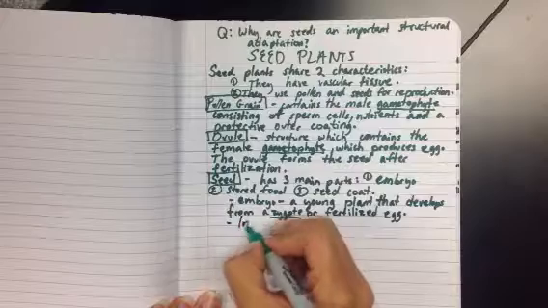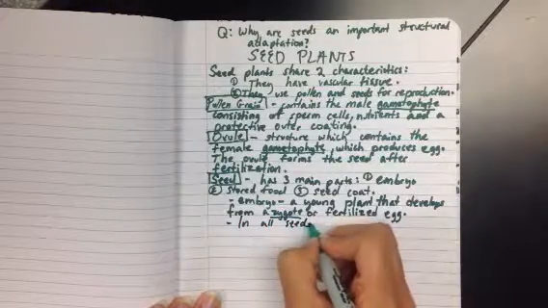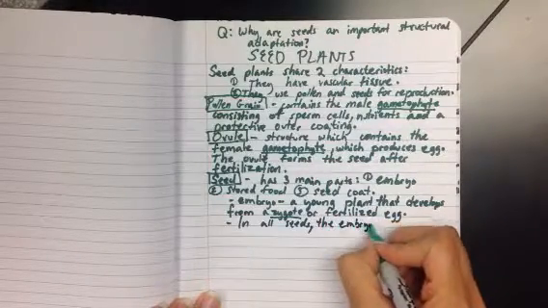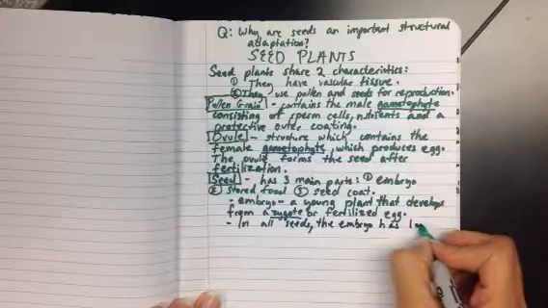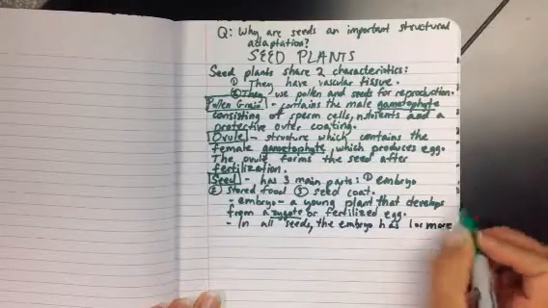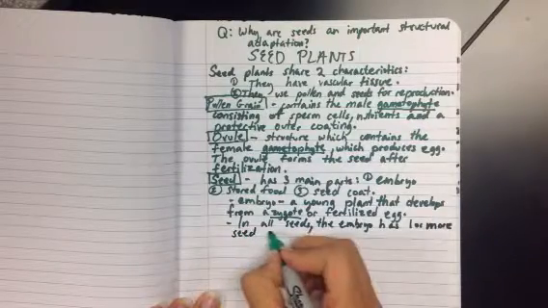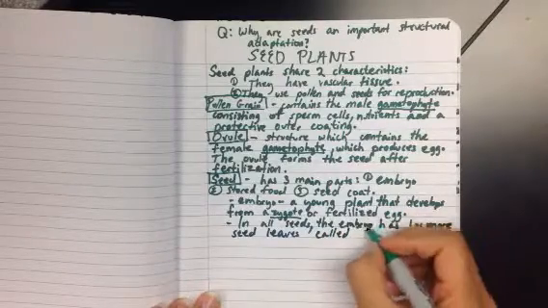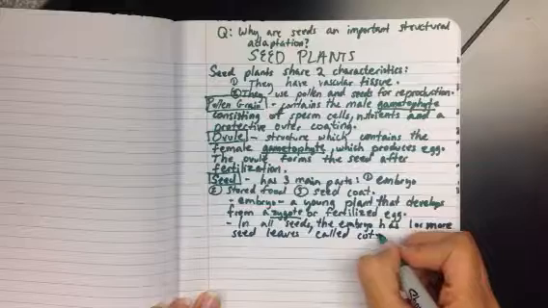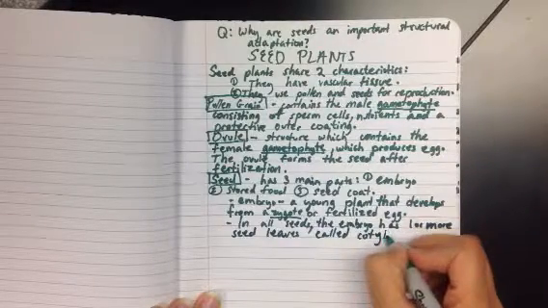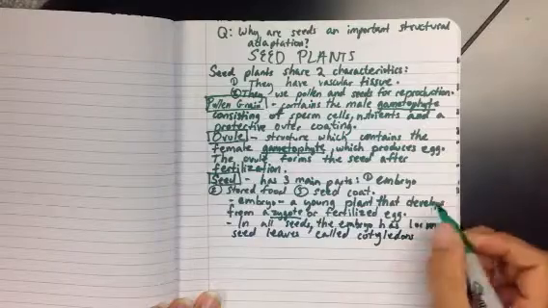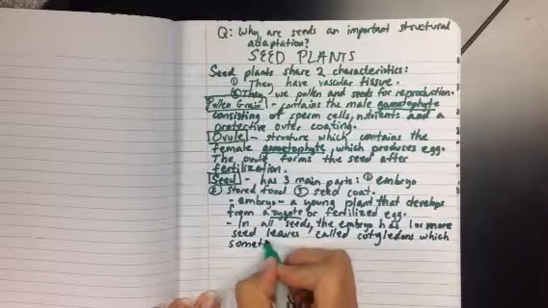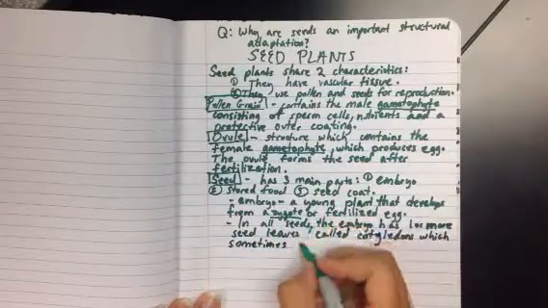In all seeds, the embryo, the little baby plant, has one or more seed leaves called cotyledons, which sometimes store food. These are the first leaves that come out of your seed.